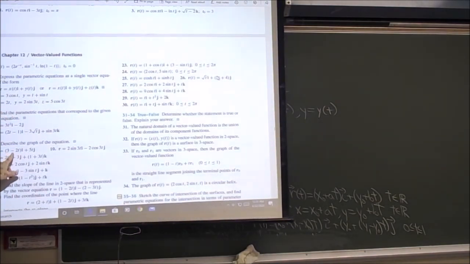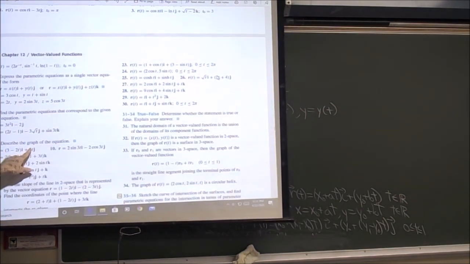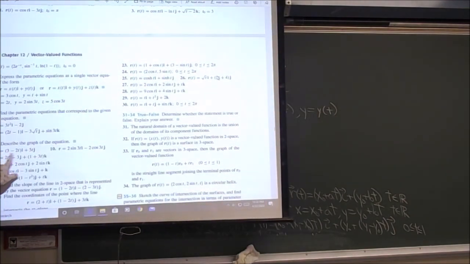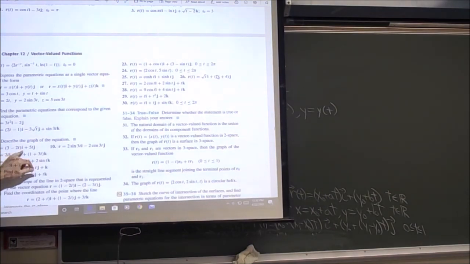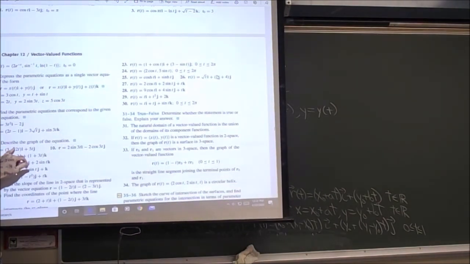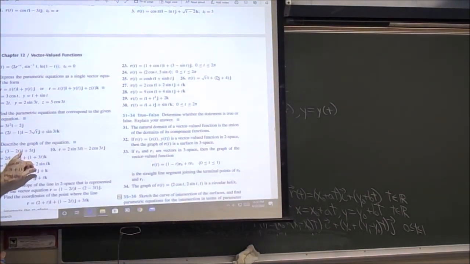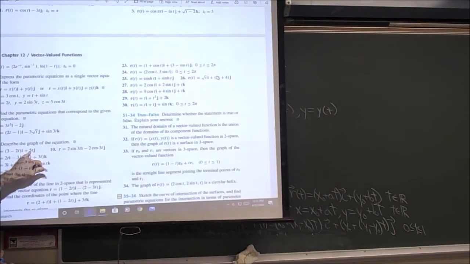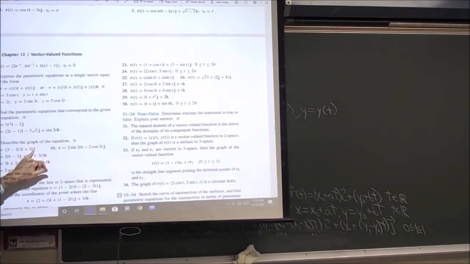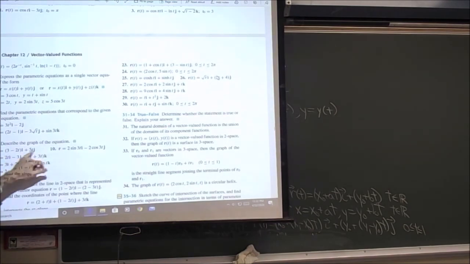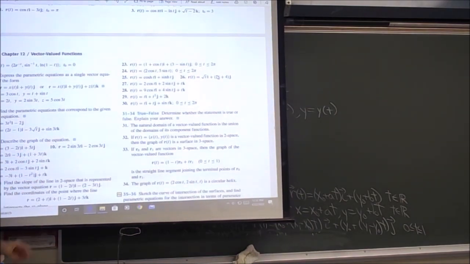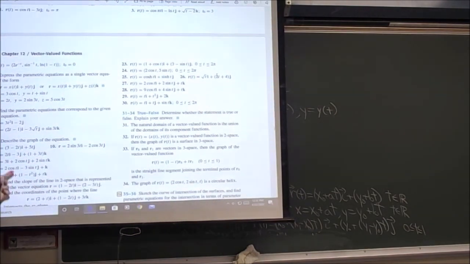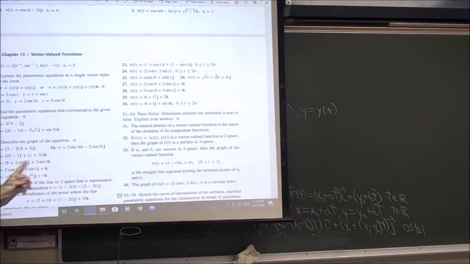Describe the graph. What is this? If ever you have x0 plus at i plus y0 plus bt j, and that's what this is, we just saw that's an equation for a line. So if you have a linear expression, x0 plus at, y0 plus bt for the components, then this is sweeping out a line. And if you restrict t to a closed interval, then you're sweeping out a closed line segment.